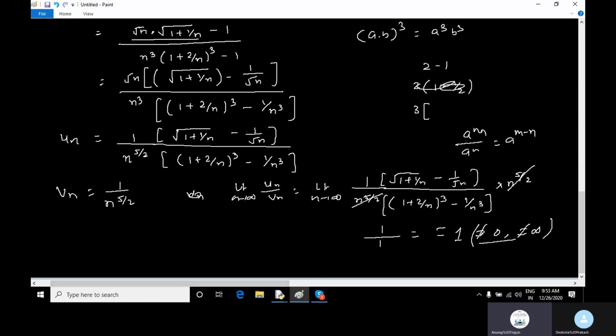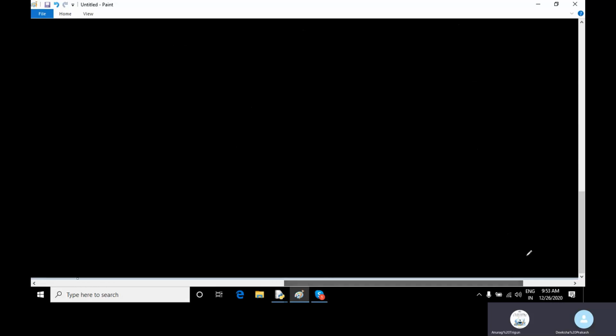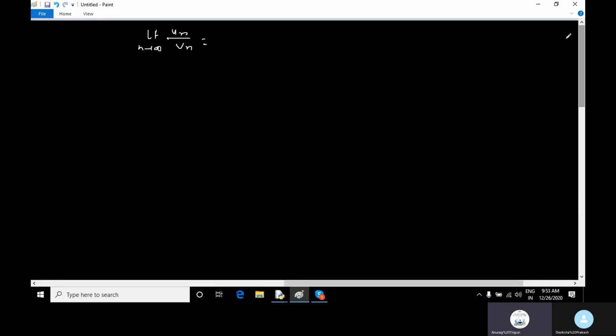After finding the limit, I always write: not equal to zero, not equal to infinity. So our comparison test, we can proceed with it, because we got 1 here. Now it depends upon V of n. V of n is what? 1 by n to the power of 5 by 2. And 5 by 2 is greater than 1, right? Greater than 1, so it's convergent by P test.